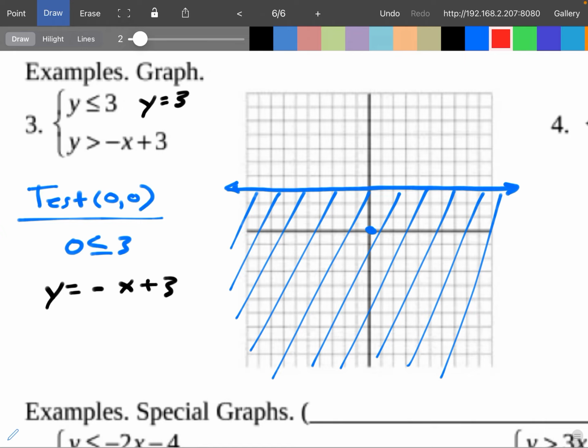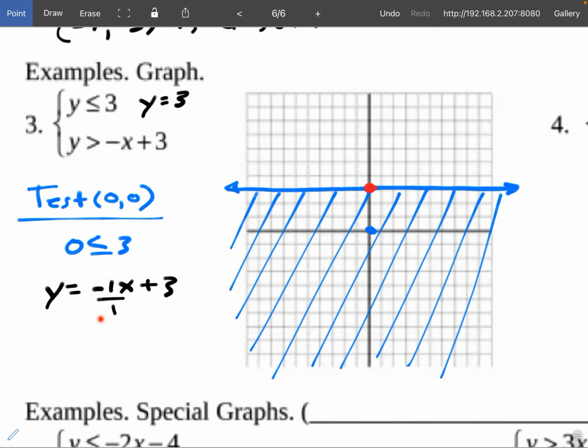Okay? Now we got to do the second one on the same grid, okay? So on the second one, again, we're going to change this inequality to an equal sign. So we're going to write y equals negative x plus 3. So what's my y-intercept? Yeah, it's 3. So my y-intercept is right here, positive 3. So let's use a different color for this one. We'll use red. So my y-intercept, I hit the y-axis at positive 3.